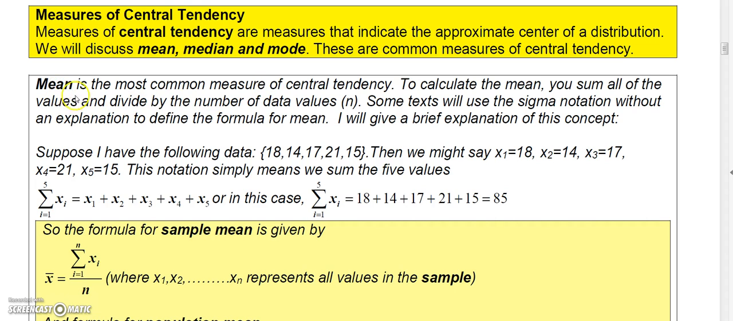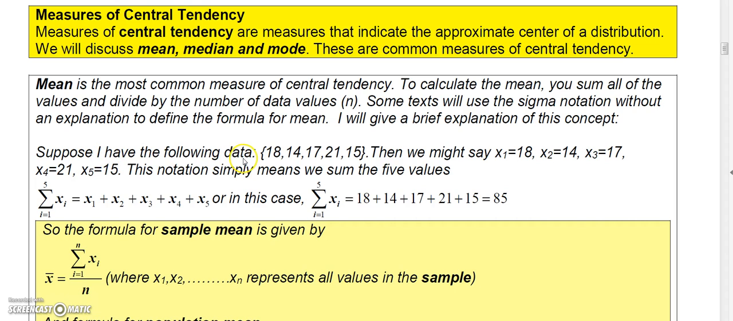The mean is the most common measure of central tendency. To calculate the mean, you simply sum all of the values and divide by the number of data values that you have, and we call that n. Now, some texts will use the sigma notation without an explanation to define the formula for the mean. I'll give a brief explanation of this concept.